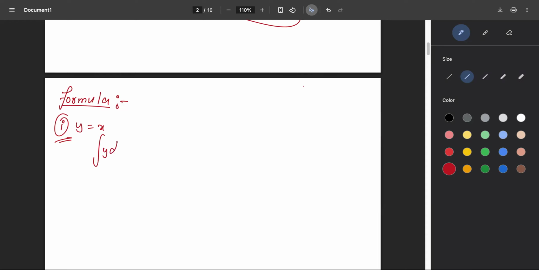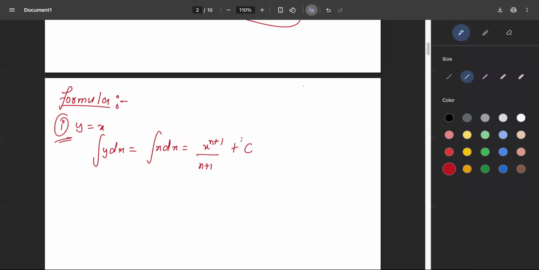Integration of y dx. In this case, integration of x dx is nothing but x to the power n plus 1 divided by n plus 1. Understood? This is followed by a constant.